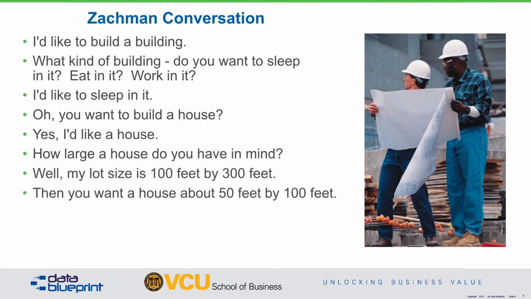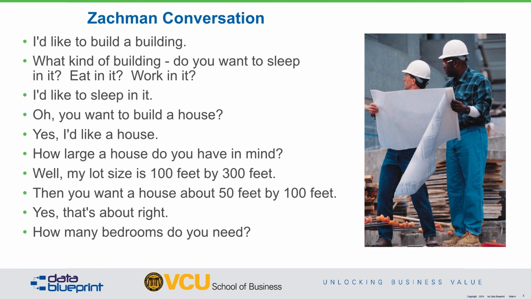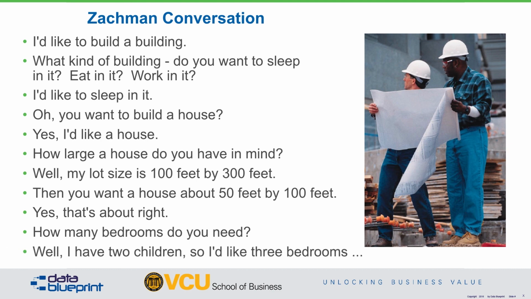Okay, cool. And how large a house do you have in mind? Well, my lot size is 100 by 300 feet, so I'd like my house to be about 50 feet by 100 feet. Of course, that doesn't apply to McMansions, which would also be 100 by 300 feet, but we won't get into that. Okay, yeah, that's about right. And how many bedrooms do you need? Well, I've got two kids, so I'd like three bedrooms. Again, very, very reasonable conversations.